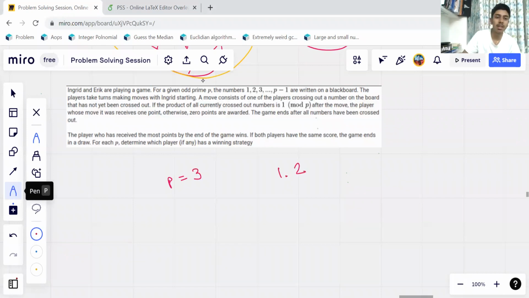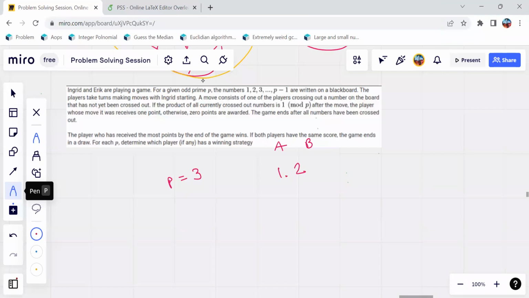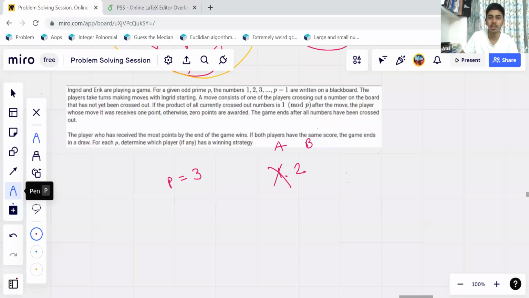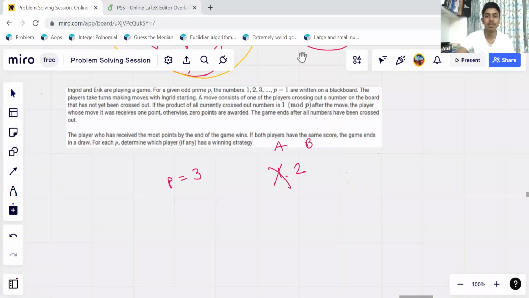So if p equals 3, you only have 1 and 2. Let's just call them Alice and Bob, because I can write A and B there. In the write-up, you'll obviously write Ingrid and Eric. Oh, this doesn't look that hard, I guess. Let's say the number 1 comes, then you can just start from the beginning. He first removes 1, and whatever you pick, I just remove the inverse. Okay, fine.